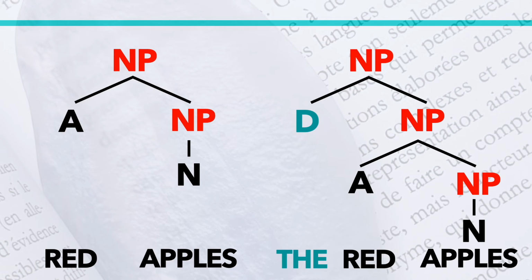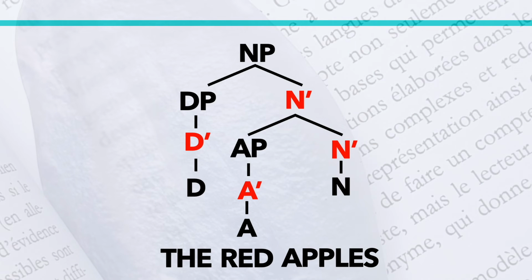Therefore, the intermediate levels should be different from word levels and phrasal levels as well. By postulating N-bar, the intermediate level, we can now distinguish between specifiers and adjuncts. In addition, we can see that the head N projected to N-bar and then NP. Thus, other categories also need to be projected through three levels as well. Therefore, in the structure of the phrase the red apples, we can see that determiner is projected through three levels, adjective and noun as well.